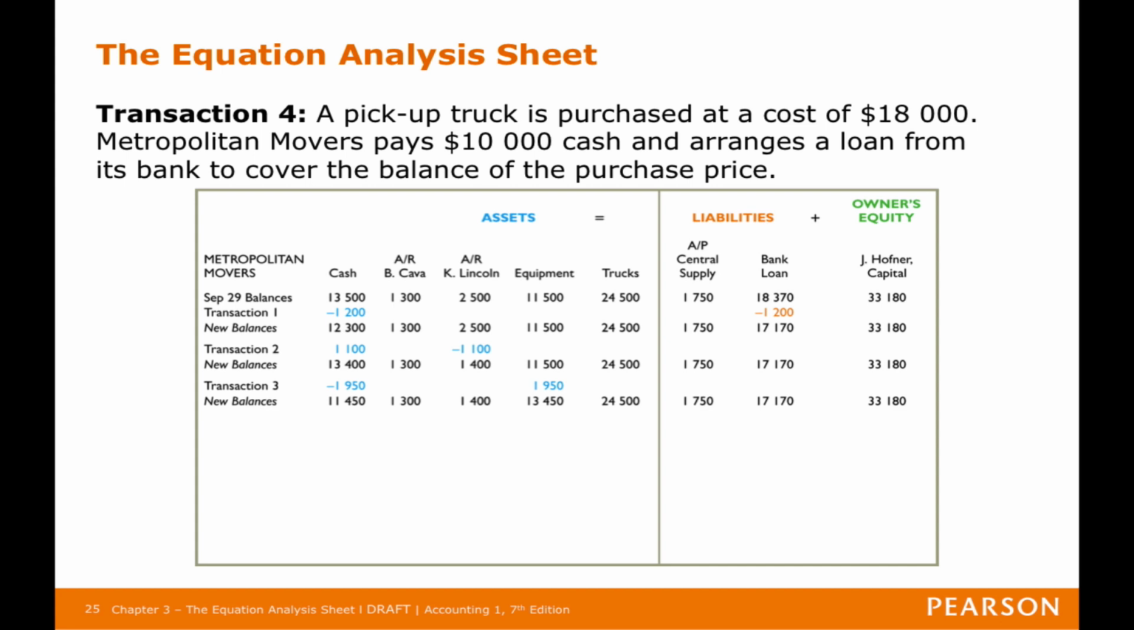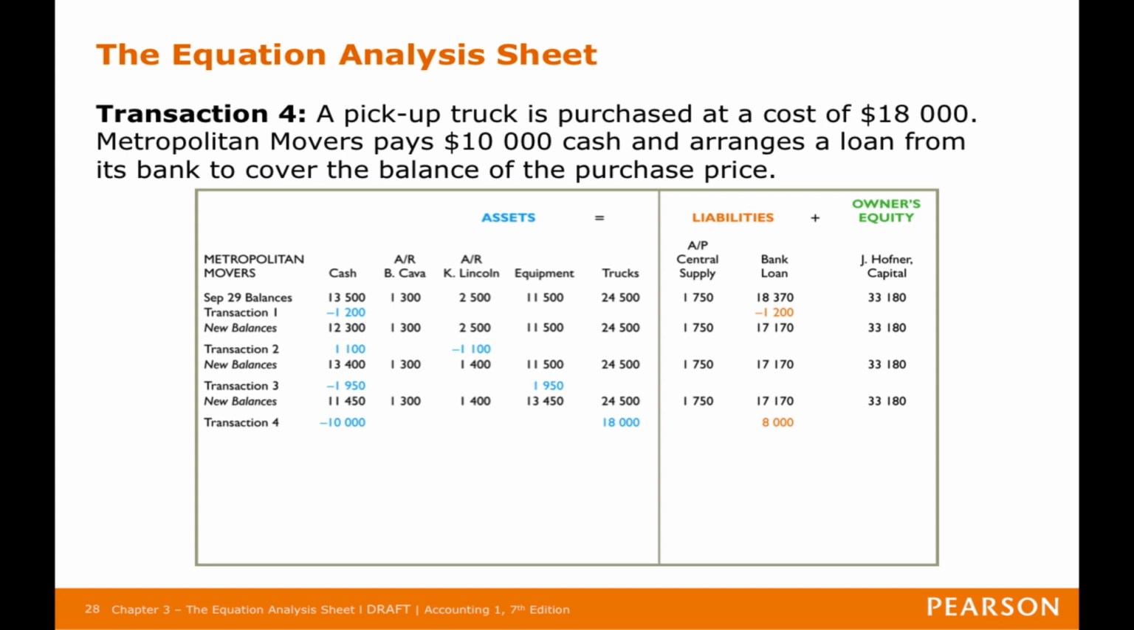So first off, we need to record any changes. We're paying $10,000 cash, so our cash asset decreases by $10,000. We're getting a pickup truck of $18,000, so our truck asset increases by $18,000. And we have arranged to increase our bank loan to cover the balance of the purchase price of the truck, and that balance is $8,000.